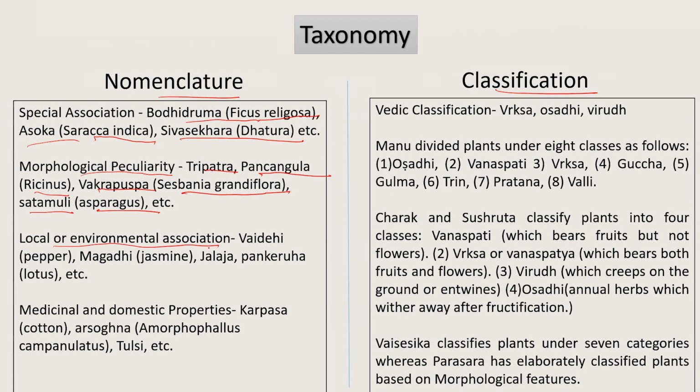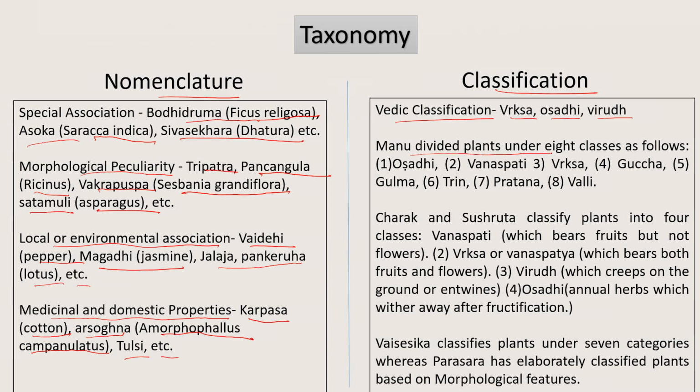Local or environmental association: Vaidehi, pepper, Magadhi, jasmine, Jalaj, Pankeruha and lotus, etc. Medicinal and domestic properties: Karpasa, Kapas, Arsogona, Amorphophallus campanulatus, Tulasi, etc. Now, on behalf of the classification, Vedic classification is Vriksha, Aushadhi, Viruddha.